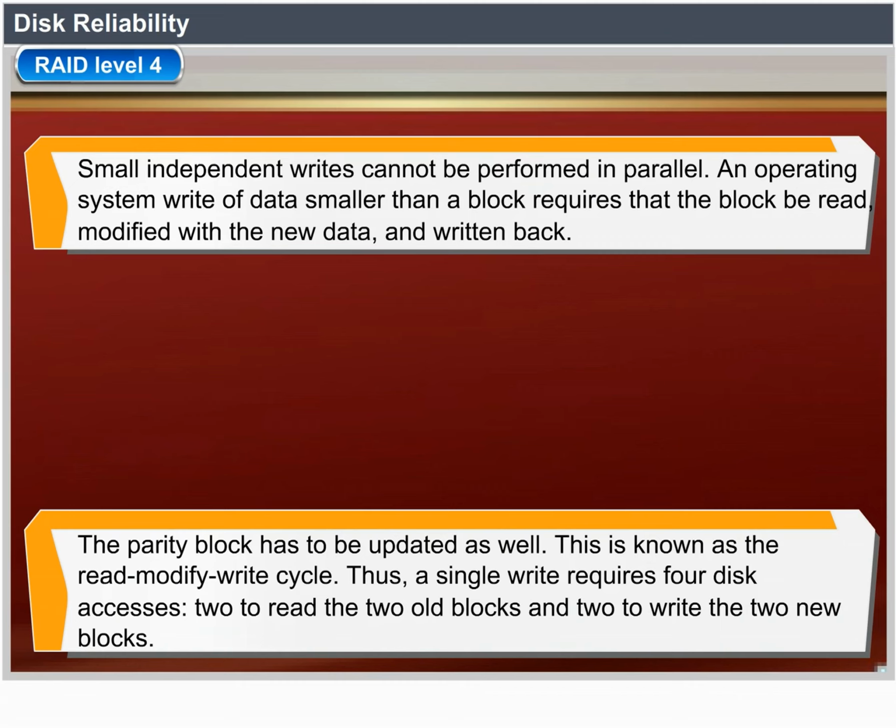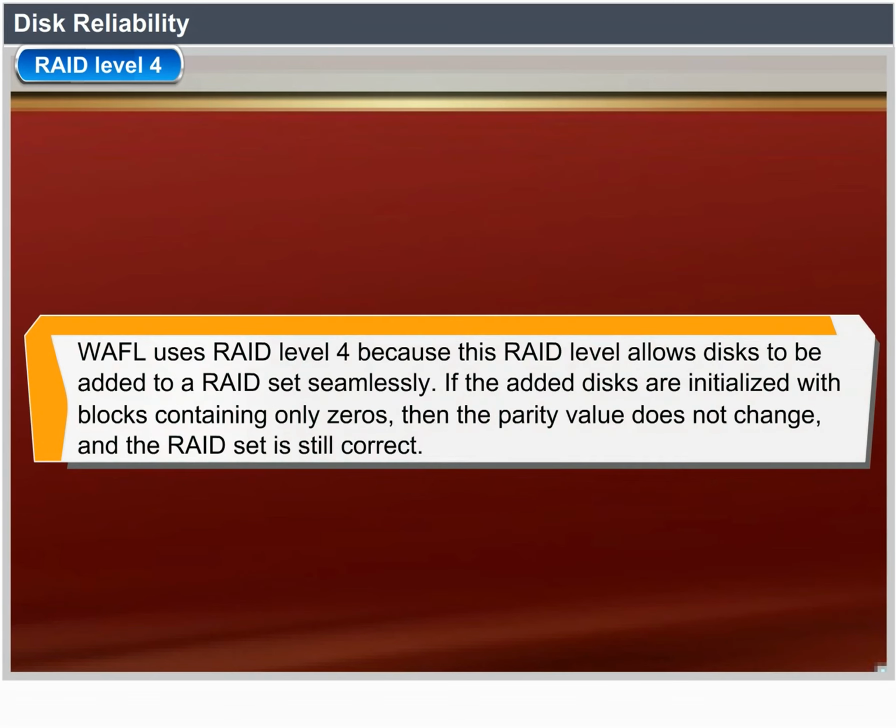2 new blocks. WAFL uses RAID level 4 because this RAID level allows disks to be added to a RAID set seamlessly. If the added disks are initialized with blocks containing only zeros, then the parity value does not change and the RAID set is still correct.